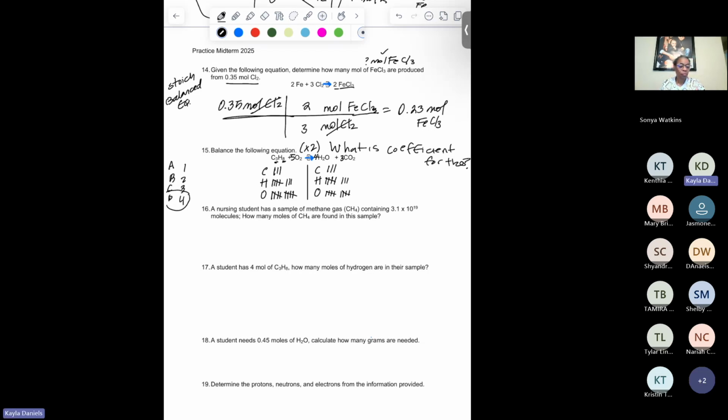All right. So for balancing, we didn't need the equation sheet. We didn't need to reference the sheet. Any questions?